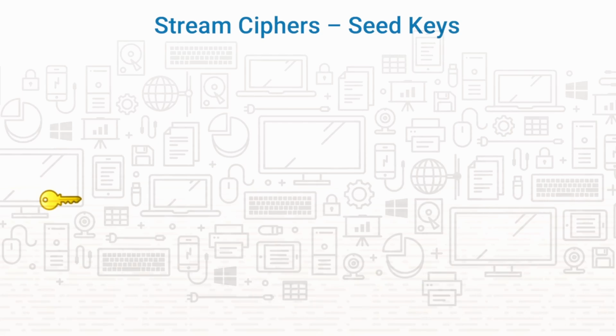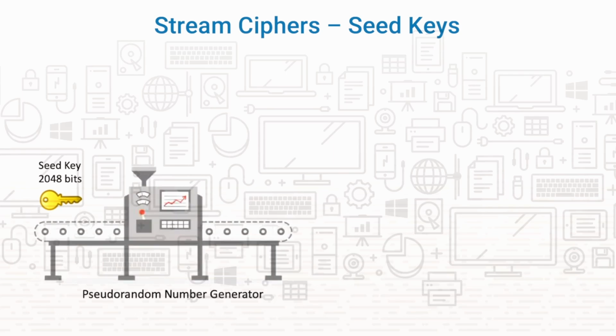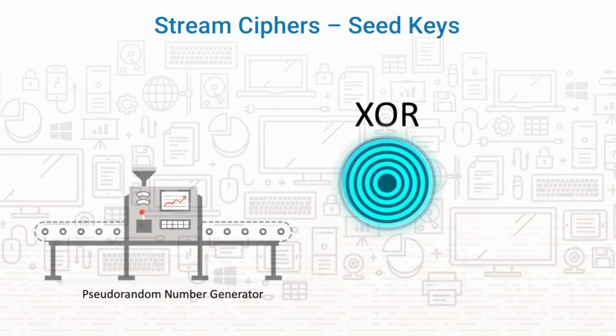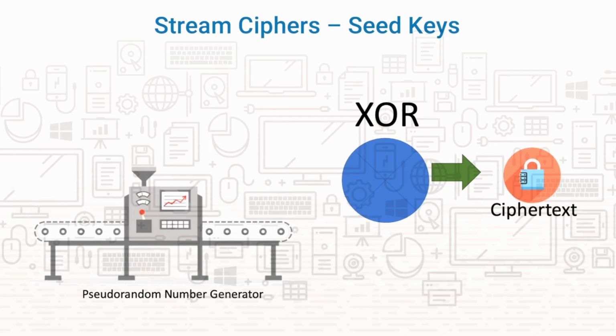A stream cipher can use a smaller fixed-length key that can be used repeatedly throughout the encryption process. This key is called a seed key, and in our example, we'll say that it's 2048 bits. This key is run through a pseudo-random number generator, which outputs a new and unique encryption key called a key stream. Notice that this new key matches the size of our data. The key stream is then XORed with the data to give us our ciphertext.